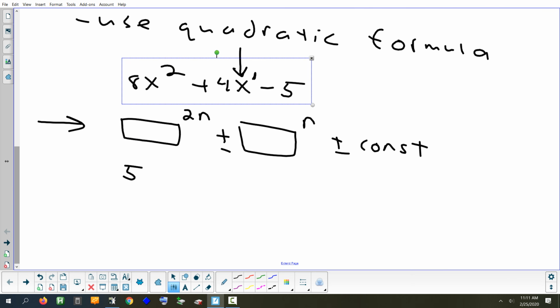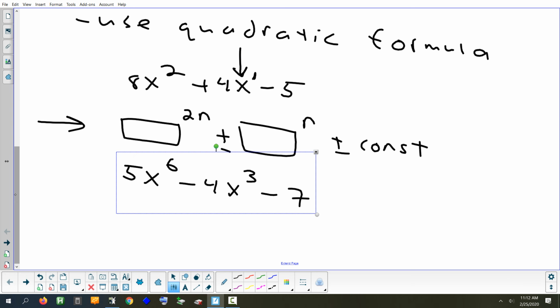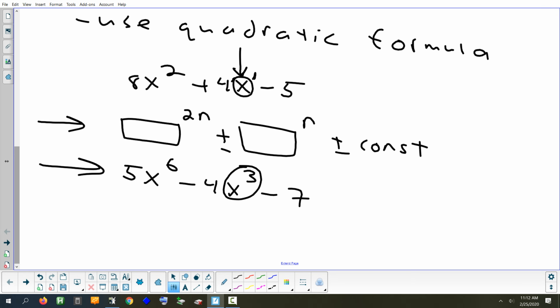If I write something like this, 5x to the 6 minus 4x cubed plus 7. That's a quadratic type problem. It has 3 terms. The last term is a constant, and that exponent is double that exponent. Now, if I asked you what you'd be solving for there, here, you're solving for x. If you use quadratic formula on that, a is 5, b is -4, c is 7. You go through and do it just like always, but you're not solving for x. You're solving for x cubed.